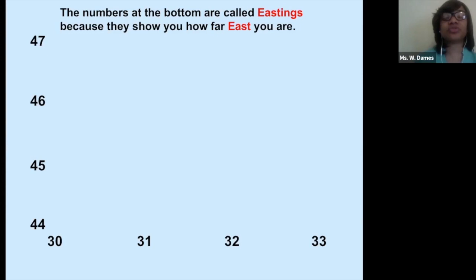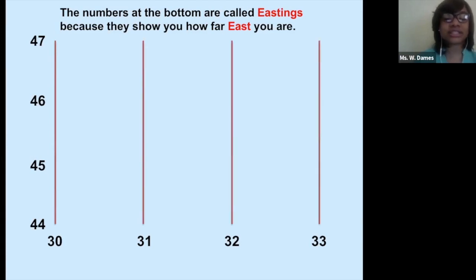Remember I said you have your eastings and your northings. Your eastern lines are the lines that increase in number as you go toward the east. So you saw the 30s come up, then your 31s, your 32s, your 33s. Of course, these eastern lines are the vertical lines that we mentioned.